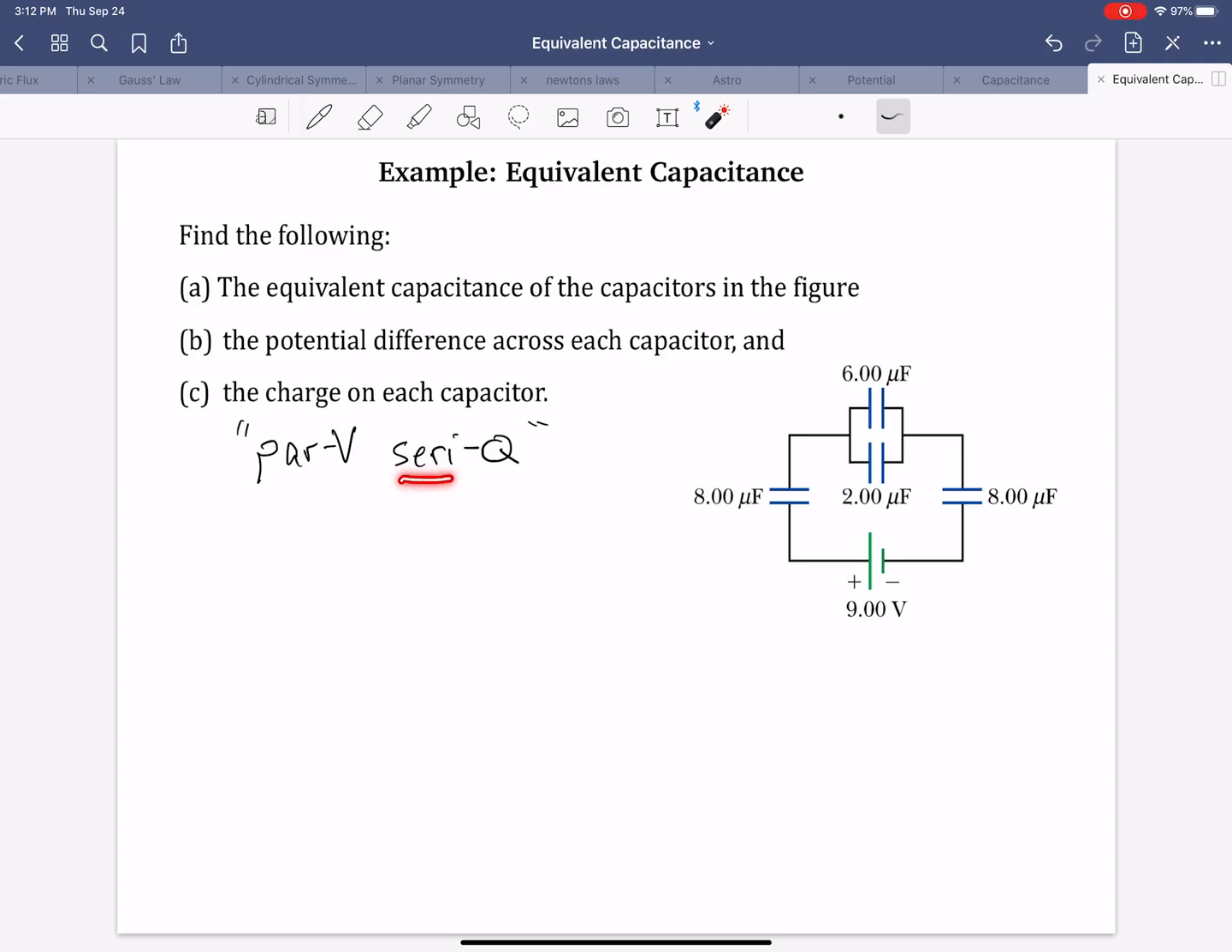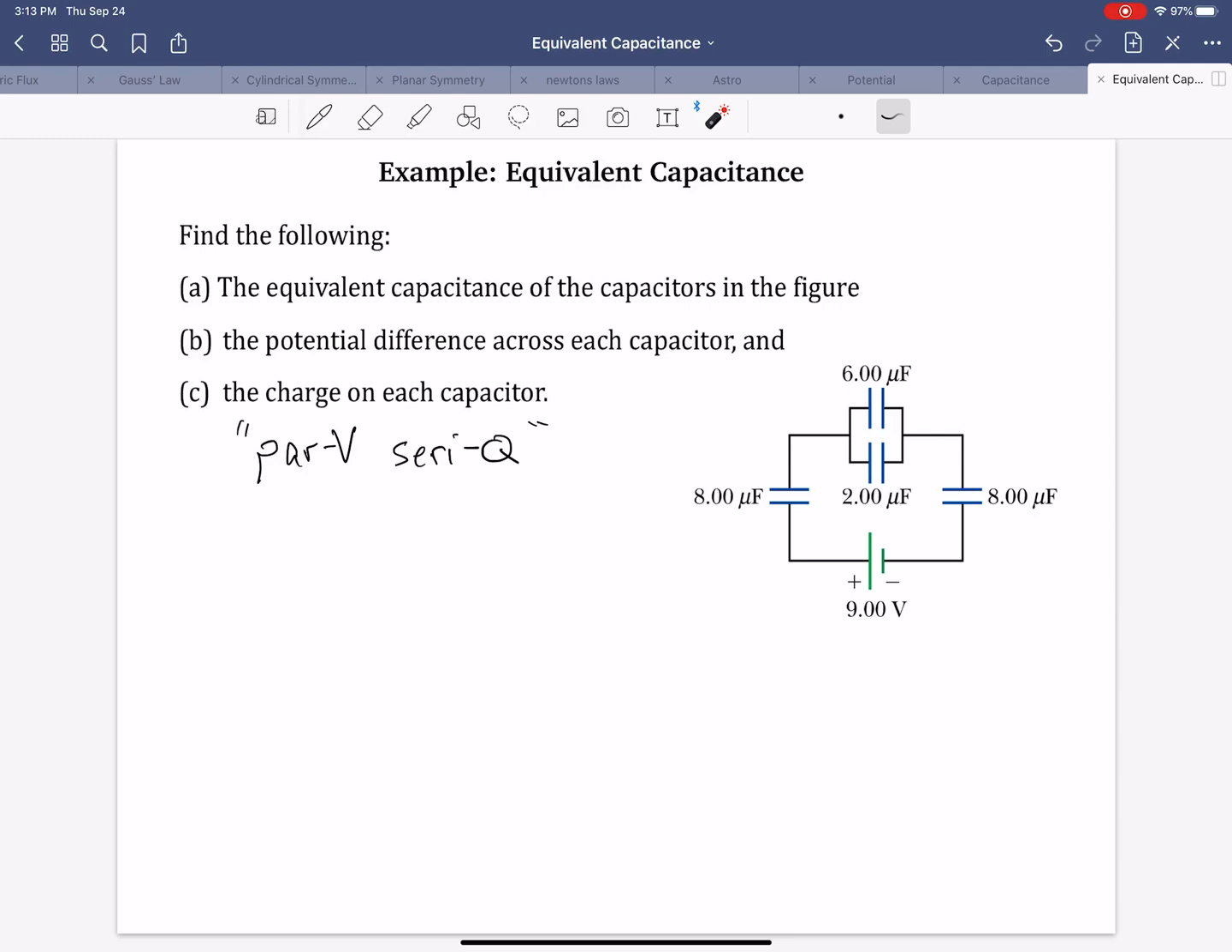For capacitors in series, the charge is the same. So for example, this capacitor and this capacitor have to have the same amount of charge, irrespective of their capacitances. The voltage, however, will not necessarily be the same. It should be noted that the voltages across every circuit element besides the battery have to add up to the battery's voltage, 9 volts.